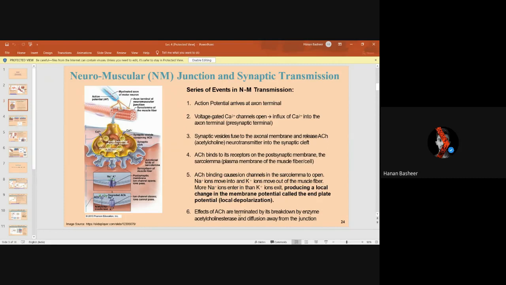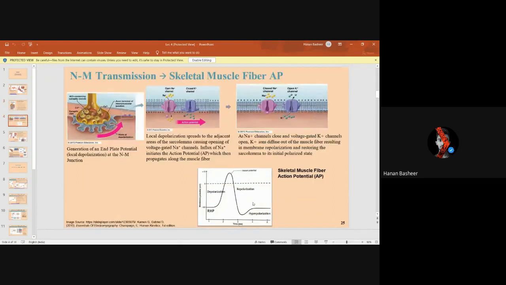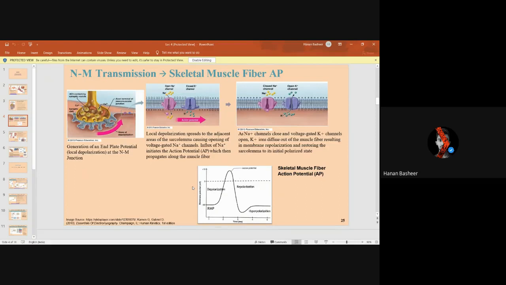And the effects of ACh are terminated by its breakdown by the enzyme acetylcholinesterase and diffusion away from the junction. So this is how it occurs. These two parts we have discussed already. The first part we have discussed in this lecture. The skeletal muscle fiber action potential occurs similar to the one which we discussed in the previous lecture.